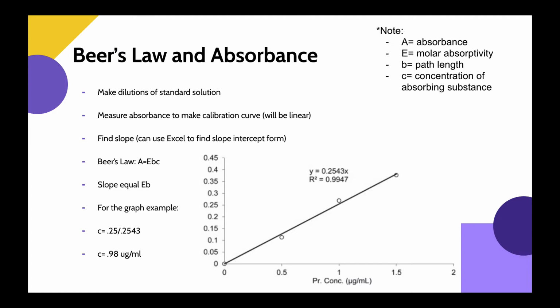So that would mean that the concentration equals, let's say we used the dilution with the absorbance value of 0.25, concentration of the solute equals 0.25 all over 0.2543, and the 0.2543 is molar absorptivity times path length, and that's going to give us a concentration of the solute in that dilution being 0.98 micrograms of the unknown solute per milliliter of solution.